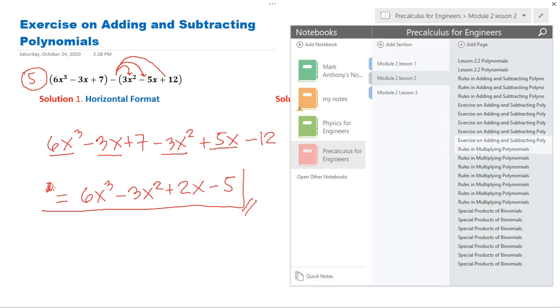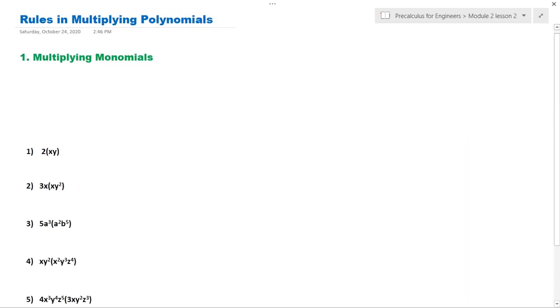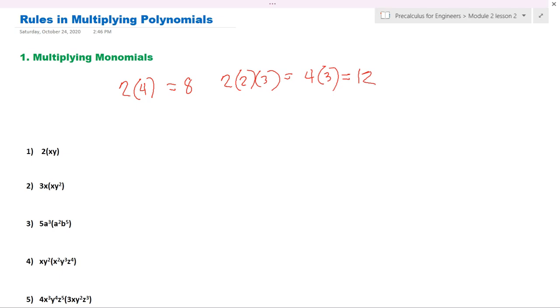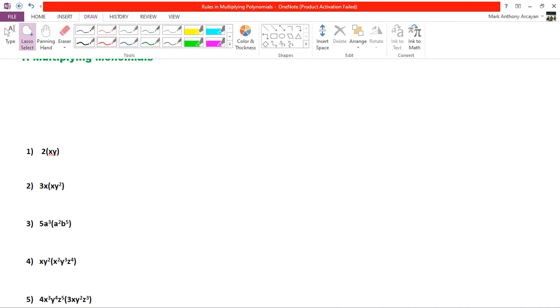So let's jump to the third operation, the multiplication of polynomials. In multiplying polynomials, it's very easy, class. It's like you have 2 times 4 is equal to 8, and 2 times 3 is equal to 4 times 3, which is equal to 12. So that's how the multiplication of monomials works, for the case of monomials. So let's have an example here.